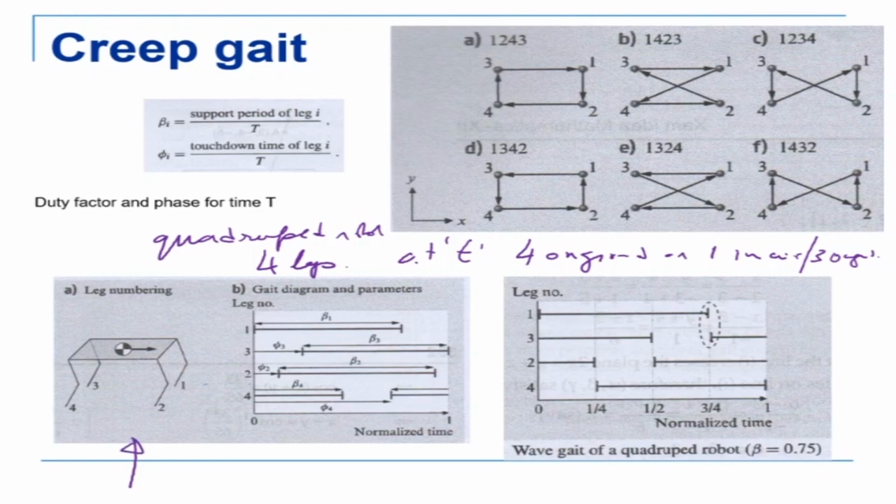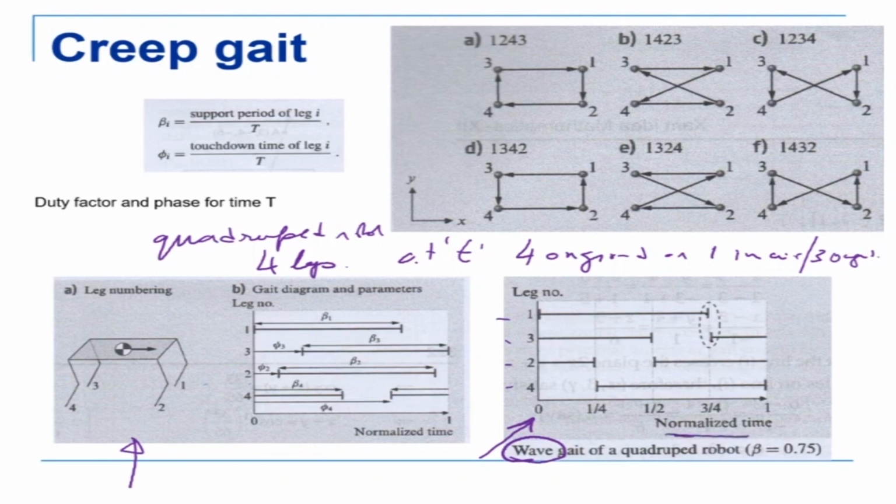So if you look at the gait diagram, then what we are seeing is that at any instant the number of legs which are on the ground can vary. Okay, 1, 2, 3, 4 of them are there. So let's see here. This gait is called the wave gait. So 1, 2, 3, 4 are the leg numbers. So at time equal to 0, okay.